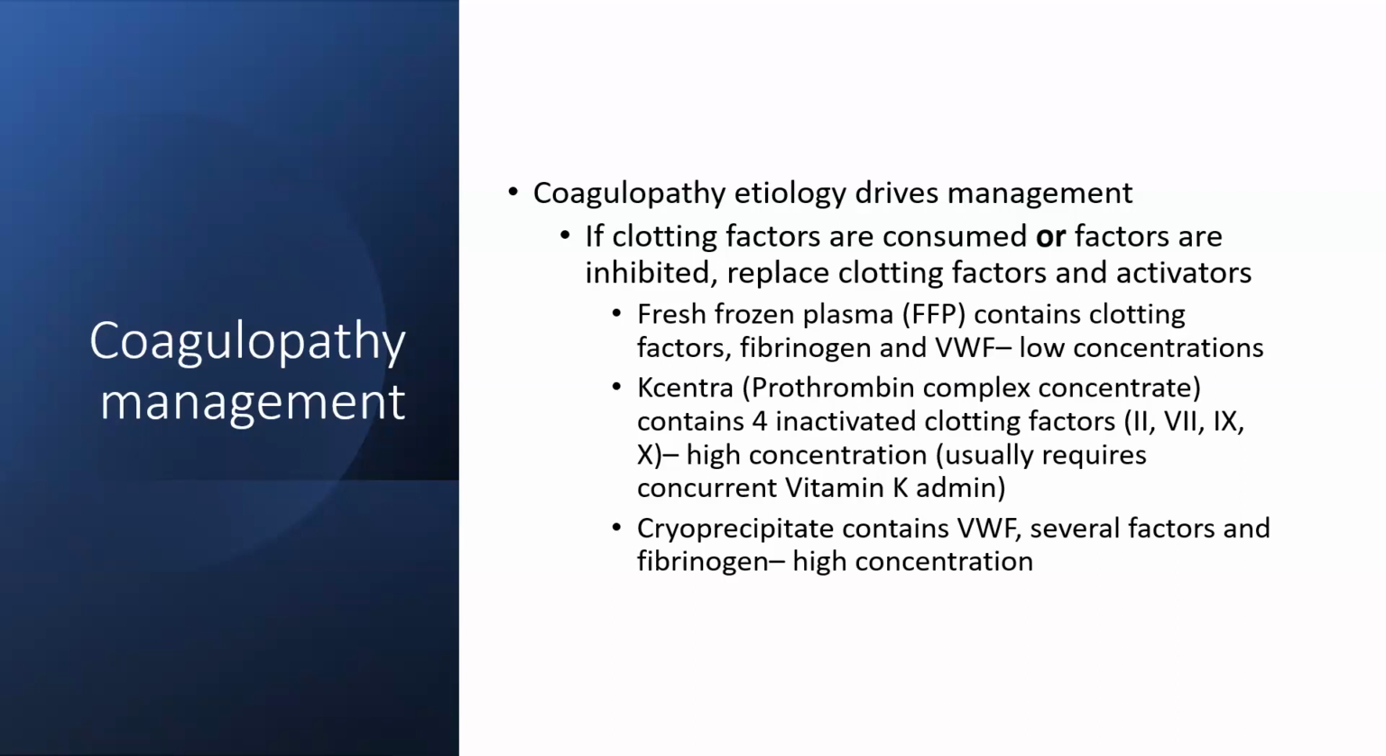Another thing we can consider administering is cryoprecipitate. It's, of course, a human-derived blood product that also contains the von Willebrand factor, several other factors, and fibrinogen. Unlike FFP, it is a slightly higher concentration and lower volume, so we may get a little bit more bang for our buck there if the patient doesn't need the additional volume resuscitation.